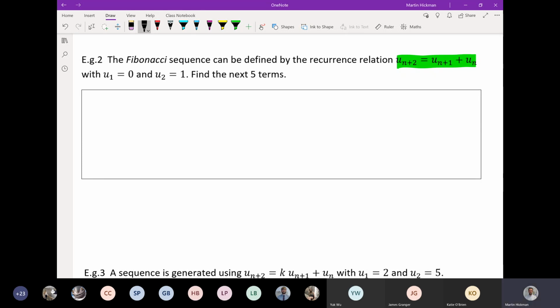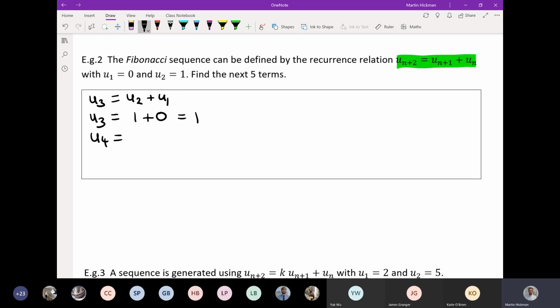So if our first term is 0 and our second term is 1, to find u3, what I need to do is u2 plus u1. Okay, so look at the sequence there. If I put n as 1 plus 2, that's u3, n plus 1, that's u2, and then just n on its own, that's just u1. So we do 1 plus 0, because u2 is 1, u1 is 0, we just get 1.